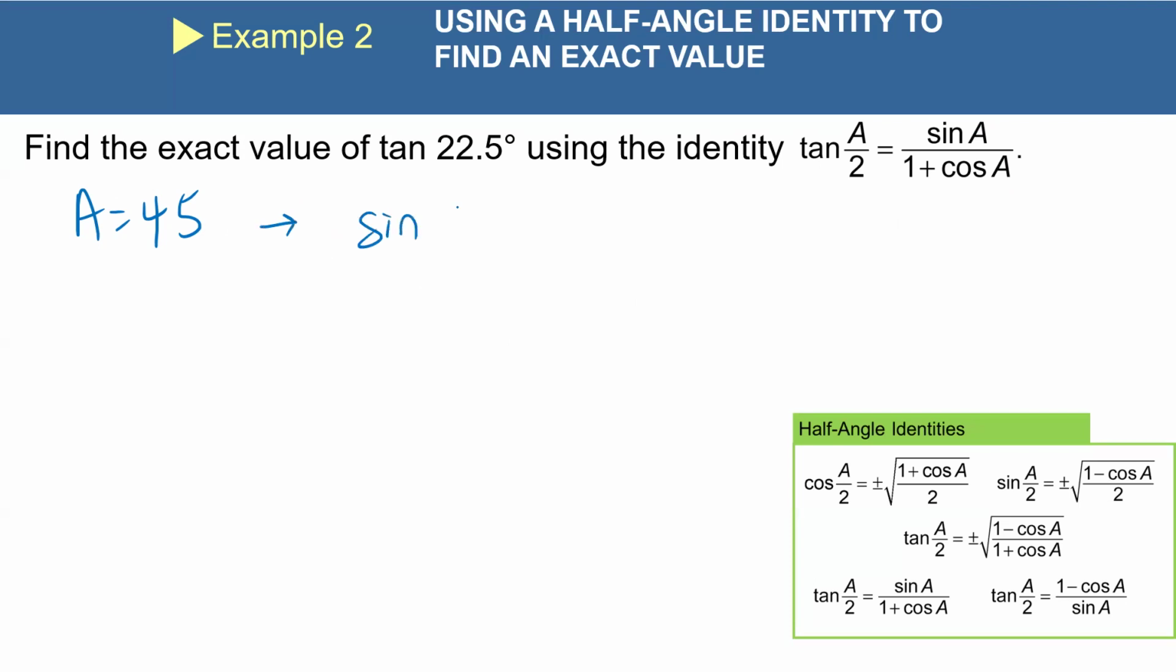So we get sine of 45 divided by 1 plus cosine of 45. What is the sine of 45? Square root of 2 over 2. What is the cosine of 45?